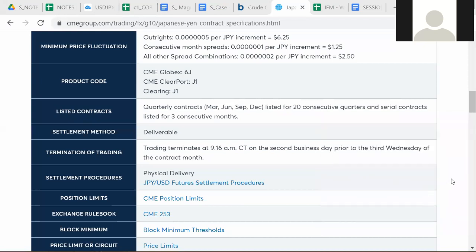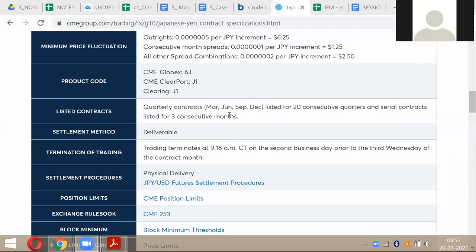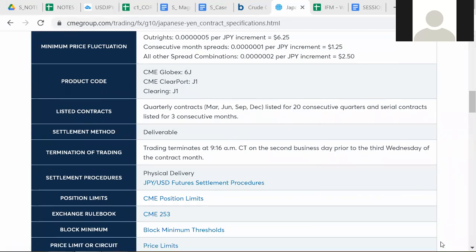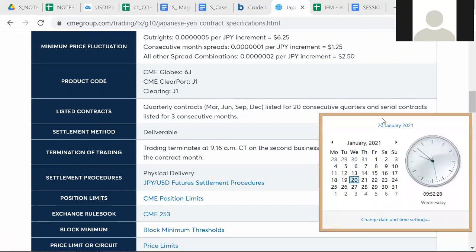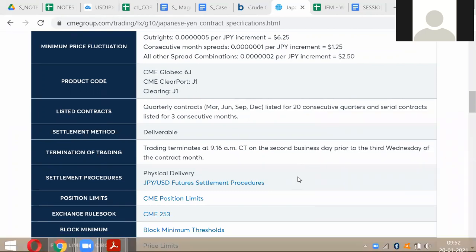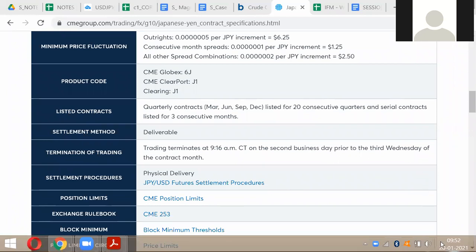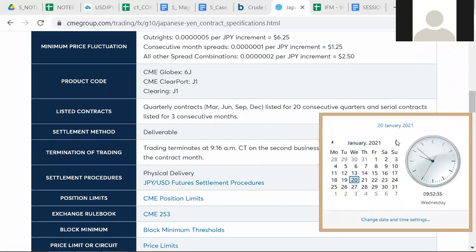Okay. All right. So let's continue. What do you do? How do you figure out what the maturity date of the March contract is? Go here. What does it say? Trading terminates second business day prior to the third Wednesday of the contract month. So if the contract month is March, go to March: first Wednesday, second Wednesday, third Wednesday. Then second business day prior to that. Tuesday is a business day, Monday is a business day. So therefore, it will terminate on 15th March.